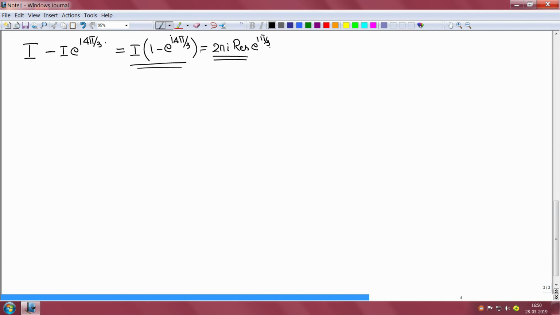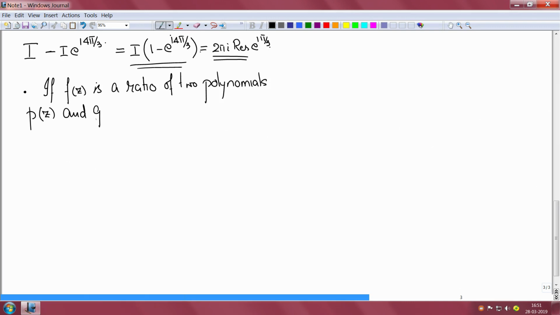Now a word about residues. In your complex variable classes, you know how to compute residues for standard functions, but here is another way. If f of z is a ratio of two polynomials. What are the two polynomials? P of z in the numerator and q of z in the denominator.